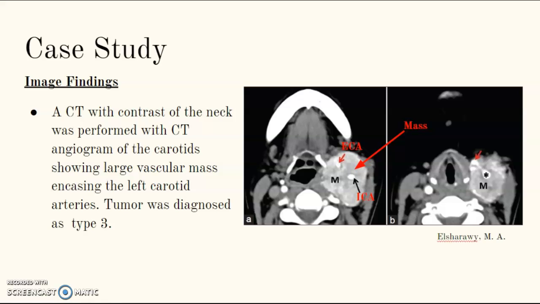So now we get to the images. These two images on the side here are the images from the case study, and we can see that this is a contrast-enhanced CT showing the ICA, the ECA, and then around here is that big mass that we can see here. And this tumor was diagnosed as a type 3 because it's completely encasing these two carotid arteries.